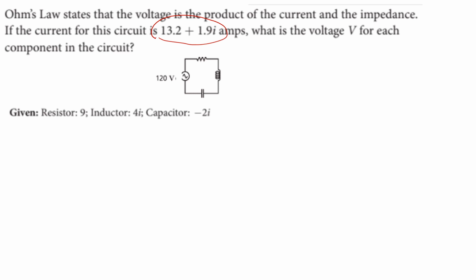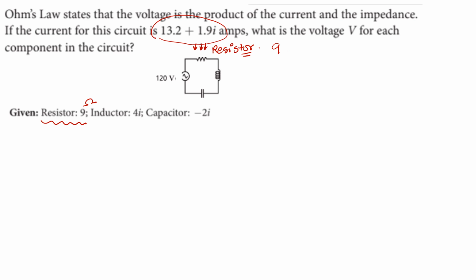First of all, look at this figure over here. This figure shows the resistor, right? And we know that the resistor will be given by a positive real number. Here they are saying that the resistor is 9 ohms. So 9 ohms should be a positive real number.